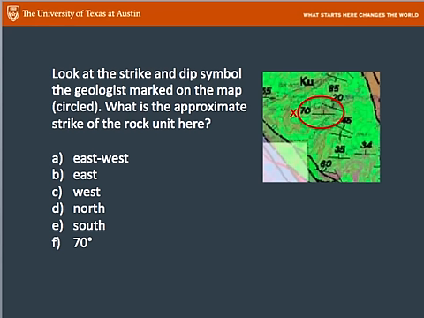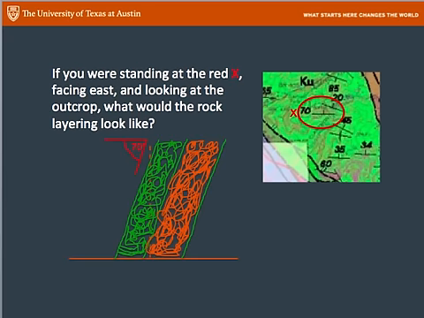So let's just take a quick look at this strike and dip symbol and imagine it says it's dipping 70 degrees to the north, right? So let's say you're standing on the red X and you are looking to the east, and what are you going to see if you look at that? What does 70 degrees dipping to the north look like? Well, here's a sketch of what that would look like. Very steeply bedded units where the angle is 70 degrees from the horizontal to the top of the bed. Very steep units dipping towards the north.